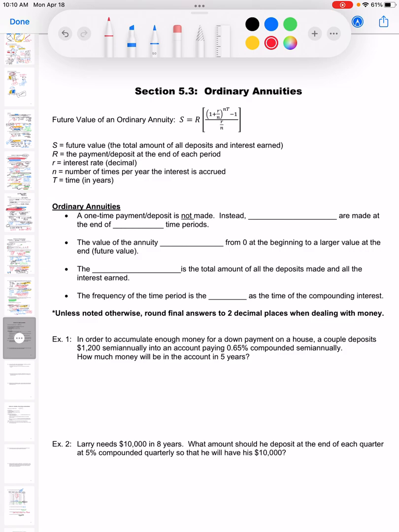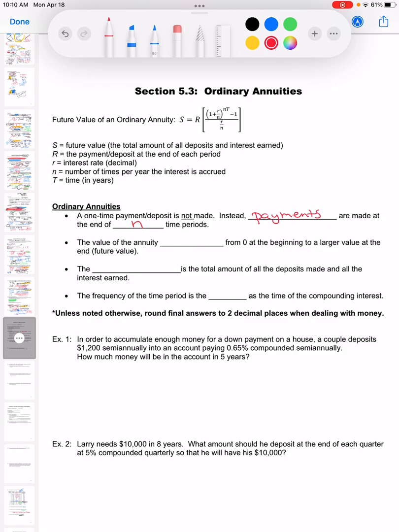In ordinary annuities, a one-time payment or deposit is not made. Instead, we have a sequence of payments that are made at the end of each time period. For instance, a lot of times with a retirement account, you'll deposit so much money each month. So that deposit is continually coming along. It's not just a deposit of $10,000 at the beginning. Instead, it's a deposit of $100 each month. Those are the types of problems we're going to be dealing with in these ordinary annuities.